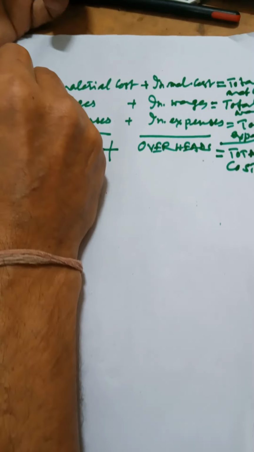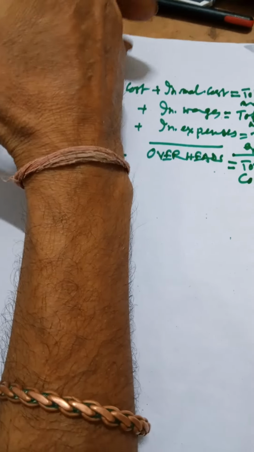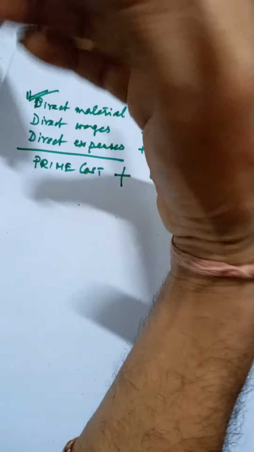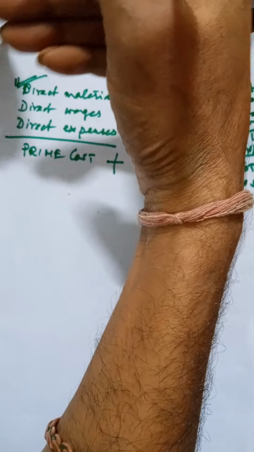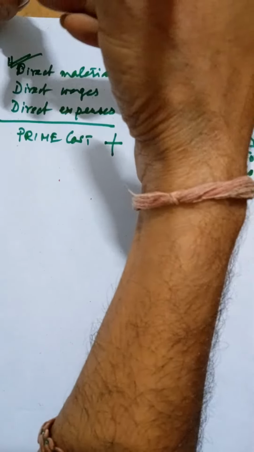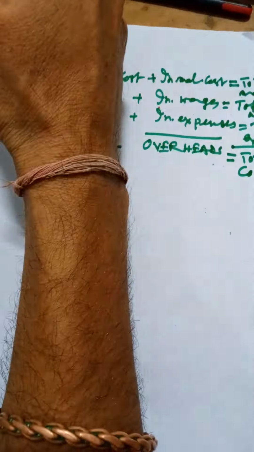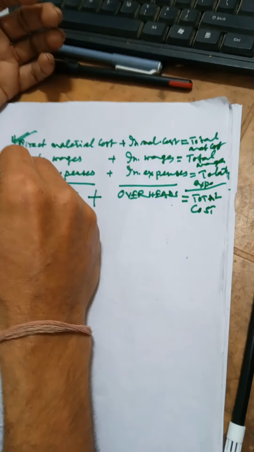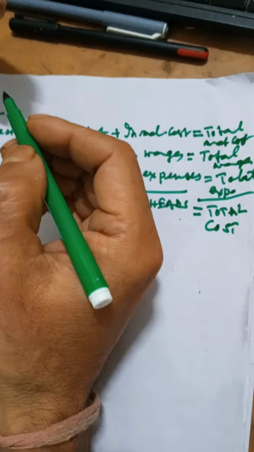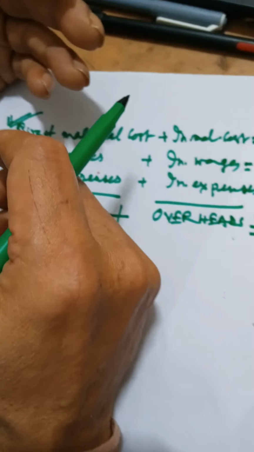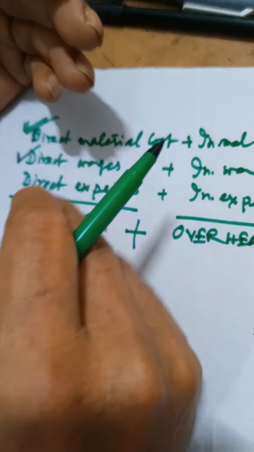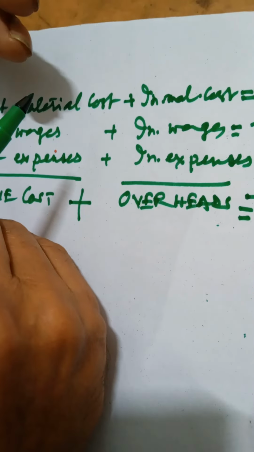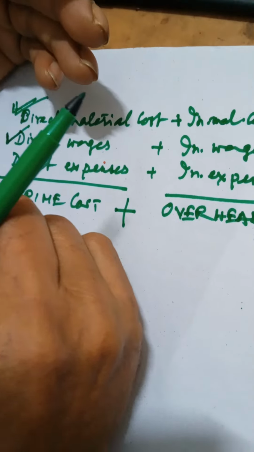Number one, direct material cost. Direct material cost is the cost of those materials which are embedded in the output, that is, which are physically present in the output. Say for example, in furniture business, wood and nails are direct material cost. Next one is direct wages. Direct wages are the wages of those employees who are paid on piece rate system of payment. That is, they are paid according to the number of units they have produced.